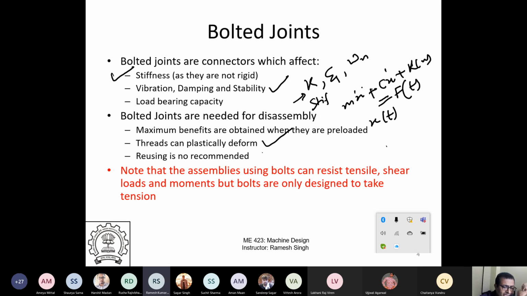So one of the things which you should always remember using bolts is never reuse a bolt. Never ever reuse a bolt which has been used. That's something which you should always remember. Okay.